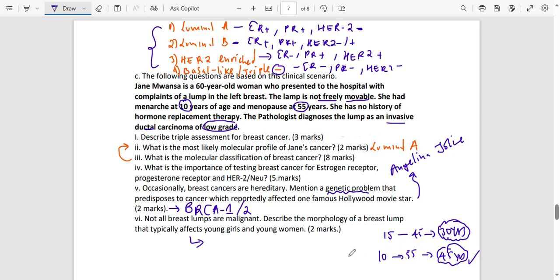Okay, but we are not saying that. So, not all breast lumps are malignant. Describe the morphology of breast lump that typically affects young girls and young women. Anyone who can try this one? Thank you. They are mobile, they are oval, they are well circumscribed. Yes. So defined shape or well circumscribed. So the common ones are actually known as fibroadenomas. So basically that is that. And for today, here is where we end.